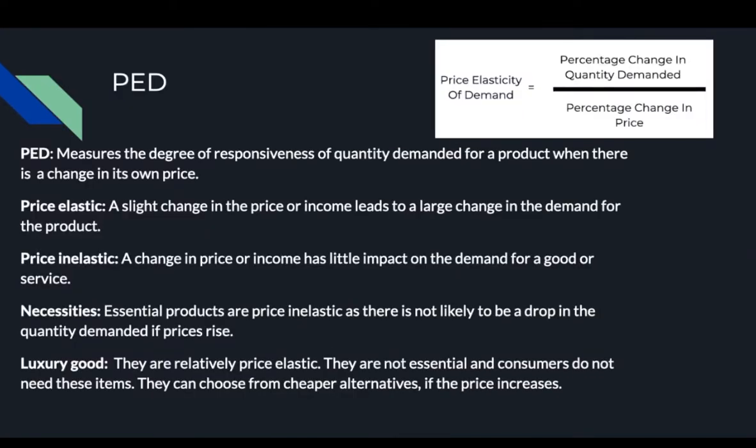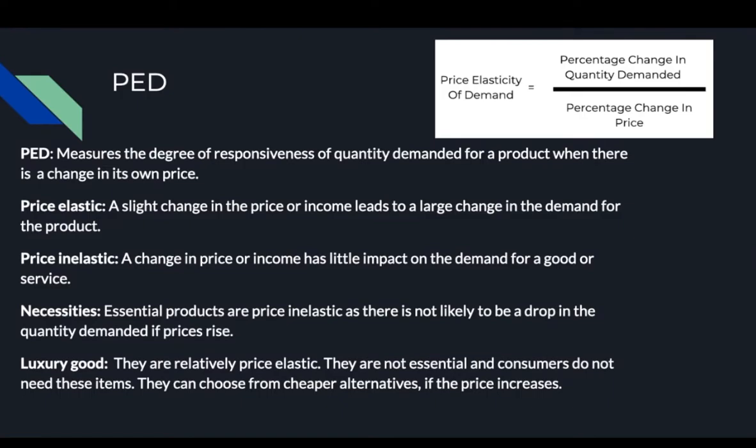So PED measures the degree of responsiveness of the quantity demanded for a product when there is a change in its own price. So a product can either be price elastic or price inelastic. Price elastic is when a slight change in price or income leads to a large change in demand for a product, and price inelastic is when a change in price or income has little impact on demand for a good or service. A product can also be either a necessity or a luxury good.